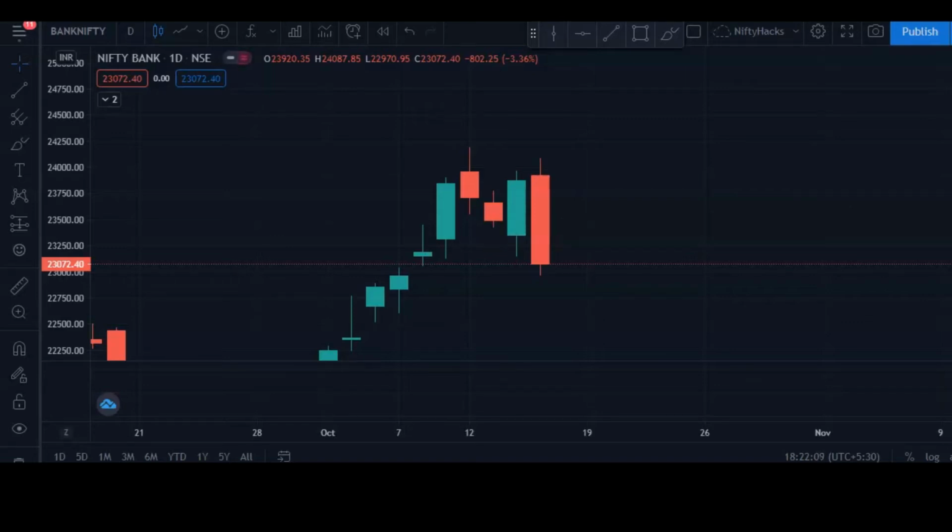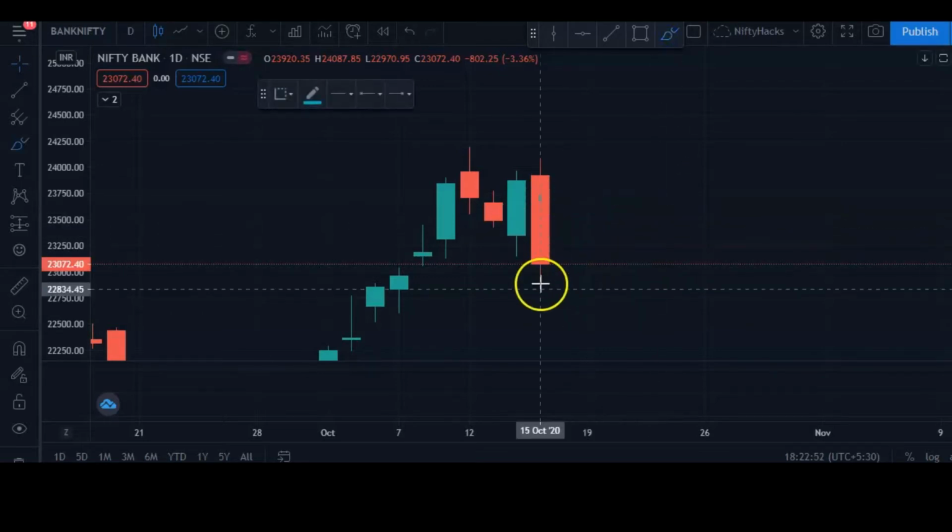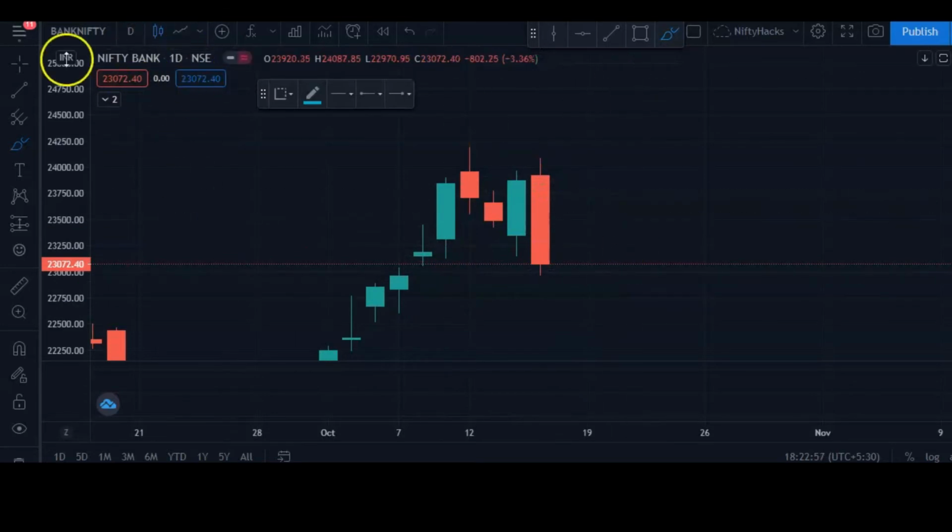Hello friends, welcome again. In this video I am going to show you how we can add stop loss based on the ORB first 15-minute candle, using half of its length or one third of its length.